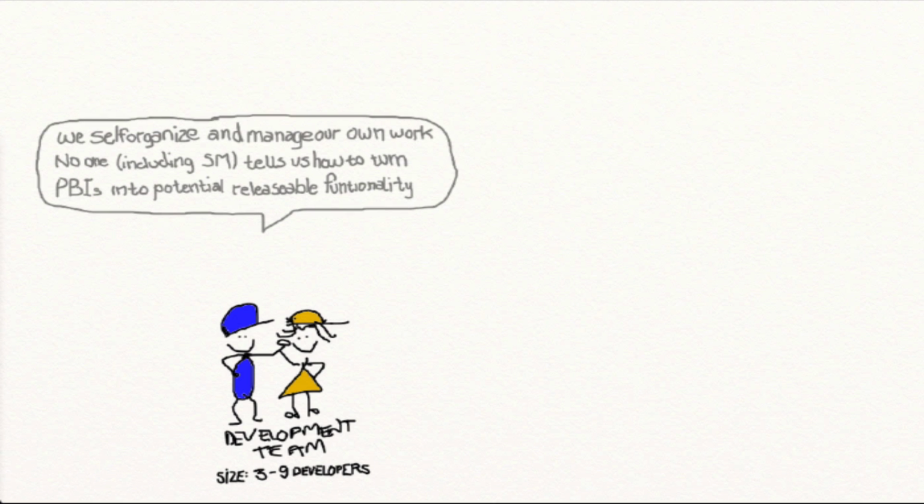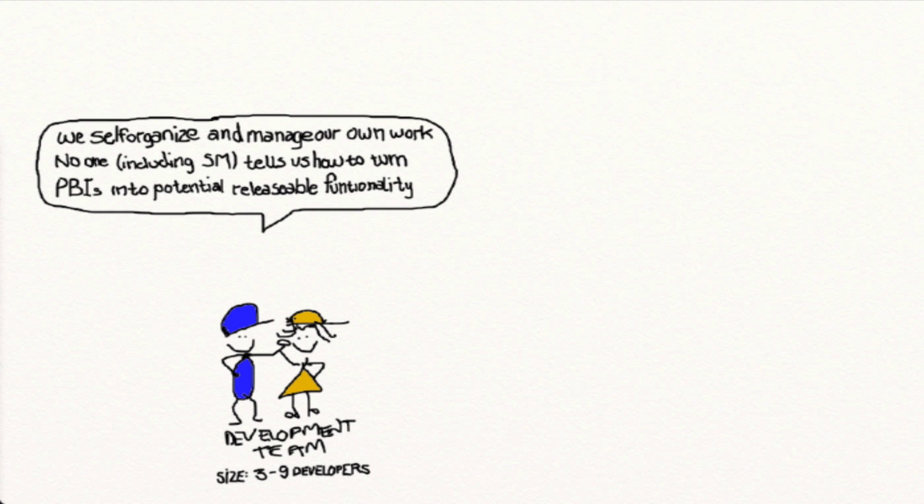A key characteristic of the development team is that they are self-organizing as a team, so no one steps in and tells them what to do. As part of this self-organization, they also jointly figure out who is performing what work to reach the sprint goal. It's important to notice that it's only the development team's members that can decide on how to turn product backlog items into potentially releasable functionality. Not even the Scrum Master has influence on this.